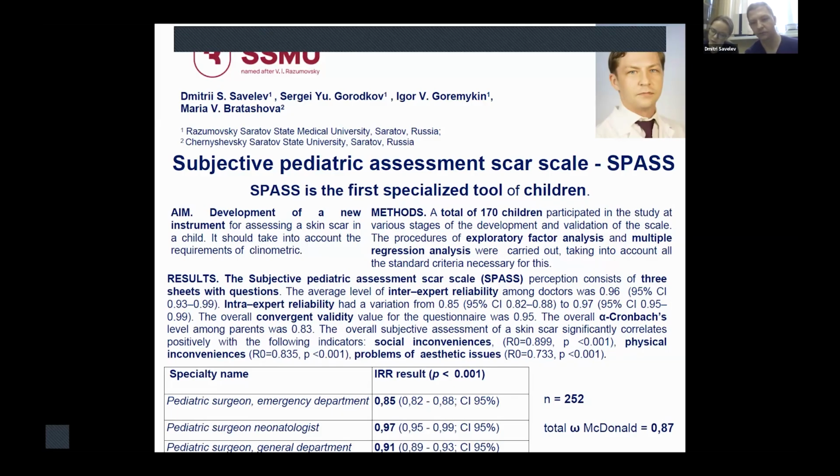The aim is to develop a new tool that can assess the scars on children's skin. It should take into account the requirements of clinimetrics, age, and psychological characteristics of the child, be simple to understand and complete, and be fast in interpreting the results.